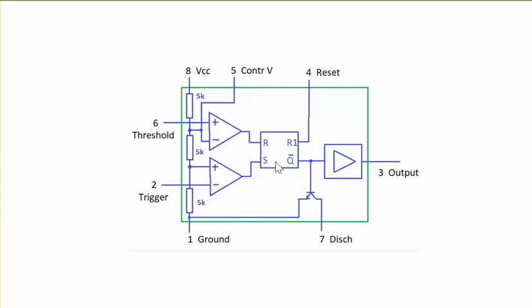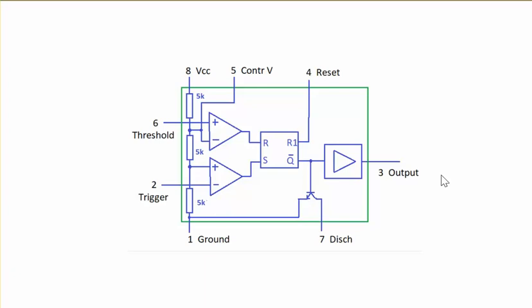As the name indicates, if it is set, the output of the flip-flop is going to be 1. If it is reset, the output of the flip-flop is going to be 0. Through that, it triggers a power amplifier, which gives an amplified output. Now, as I told you, we are going to see a monostable multivibrator.